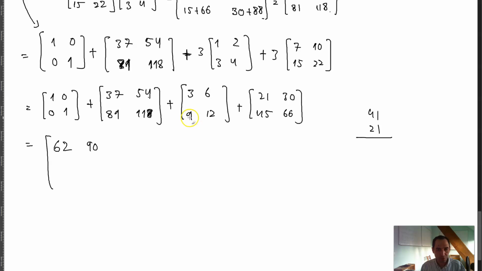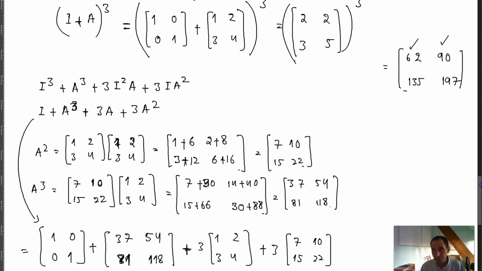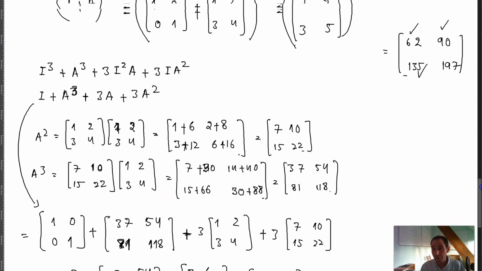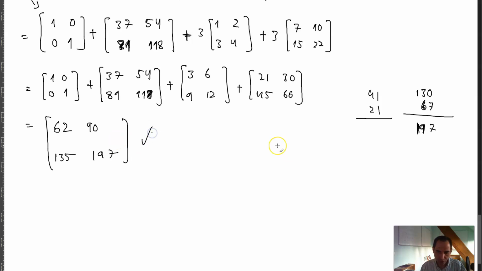So 81 plus 9 is equal to 90. 90 plus 45 is 135. 135, okay. And then here we have 118 plus 12 is equal to 130. 130 plus 67 is equal to 197. Right. So it actually does work.